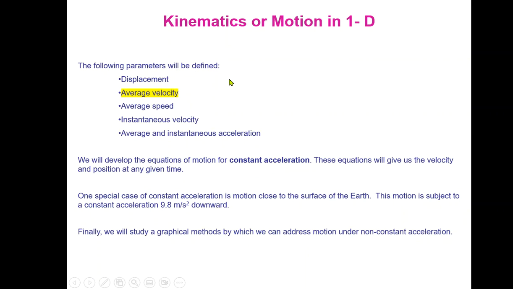Good morning. This is part 2 of our kinematics video, part 2 out of 3. We already talked about displacement and significant figures. Next time we're going to talk about average velocity, average speed, and instantaneous velocity. Remember that these equations are going to be developed under the conditions of constant acceleration. And we're going to develop the equations that are going to give us the velocity and the position at any given time. We'll cover free fall later.